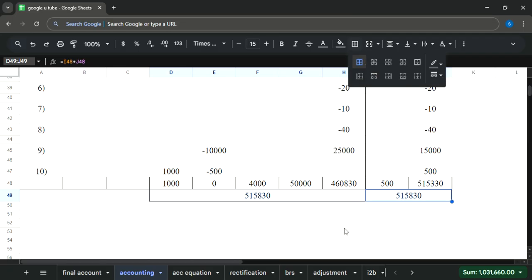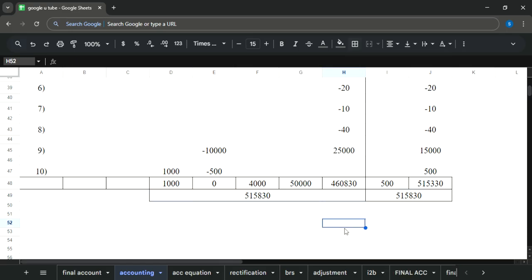This is extremely helpful for any business to know whether a transaction is accurately recorded or if there is any mistake. After recording all the transactions present over here, if your debit, if your left and right sides are equalized, it means your transactions are correctly recorded.